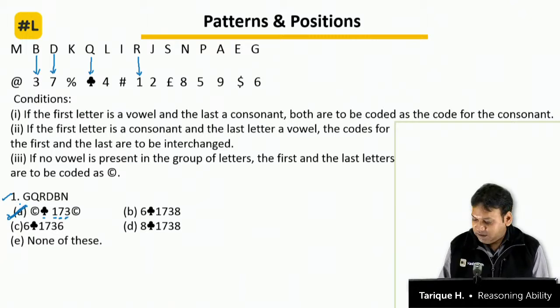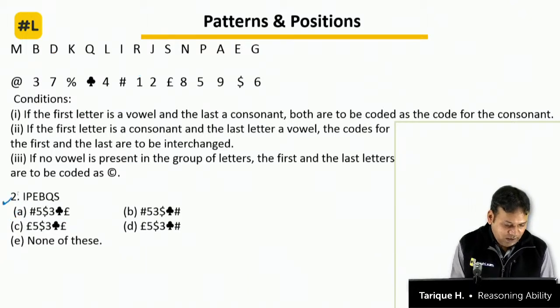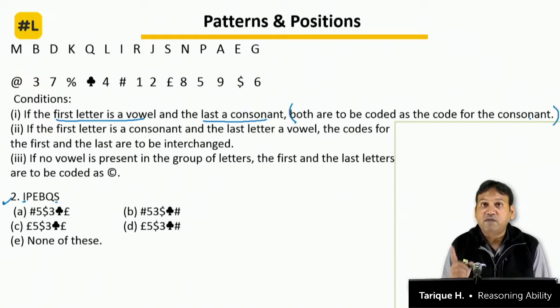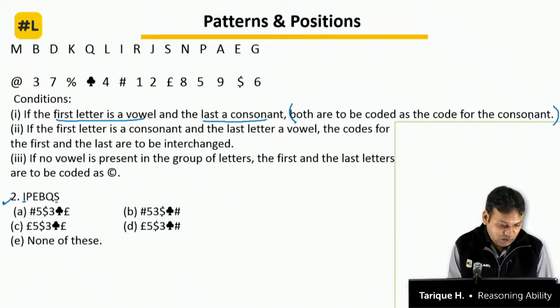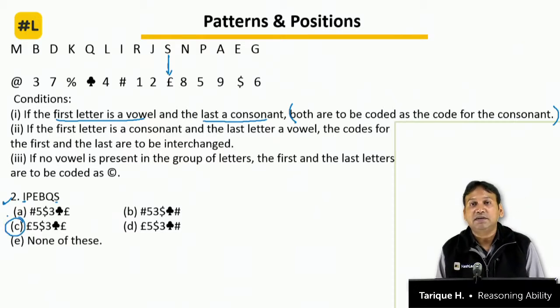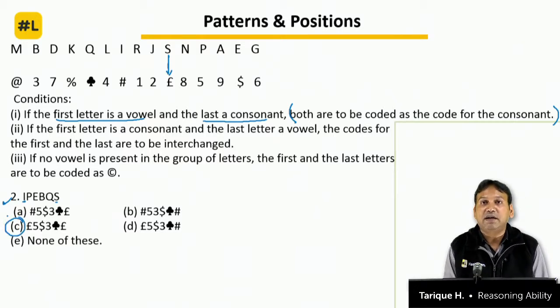ठीक है, चलिए अब नेक्स्ट क्वेश्चन देखते हैं. 7. स्टार्टिंग वॉवल है, एंडिंग कॉन्सोनेंट है. The first letter is a vowel, the last a consonant. Both are to be coded for the code of the consonant. So what is the code for the consonant S here? S is the pound symbol. That means the answer should be C. So we have to just verify whether other symbols and digits are right or not.